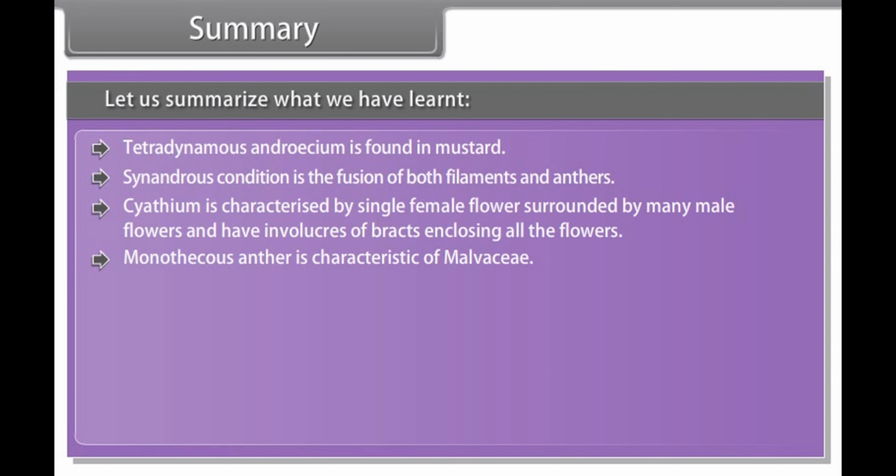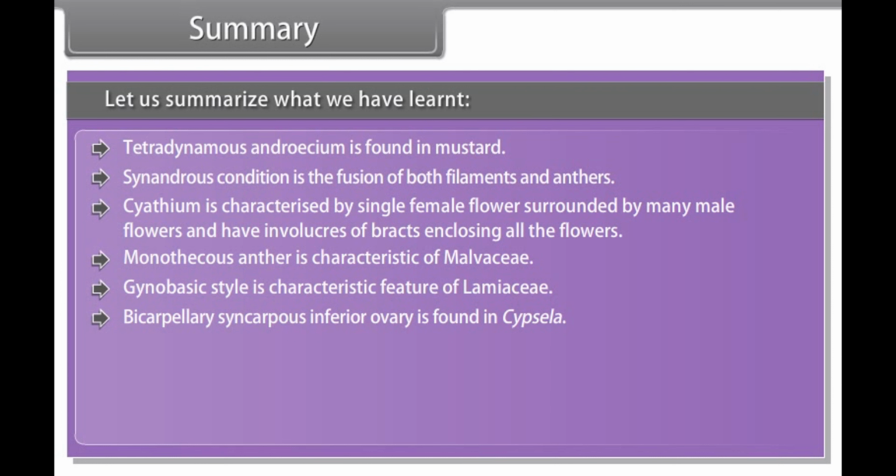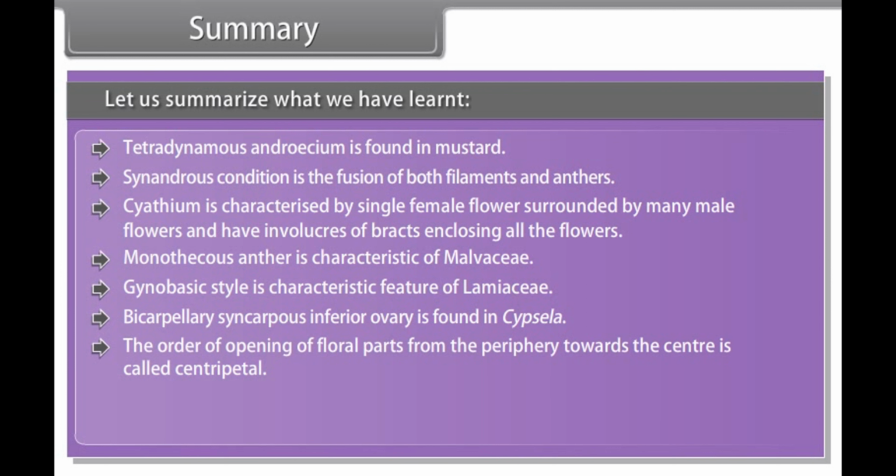Monothecous anther is characteristic of Malvaceae. Gynobasic style is characteristic feature of Lamiaceae. Bicarpellary syncarpous inferior ovary is found in cypsela. The order of opening of floral parts from the periphery towards the center is called centripetal. Glumes represent bracts. Smallest flower is Wolffia.